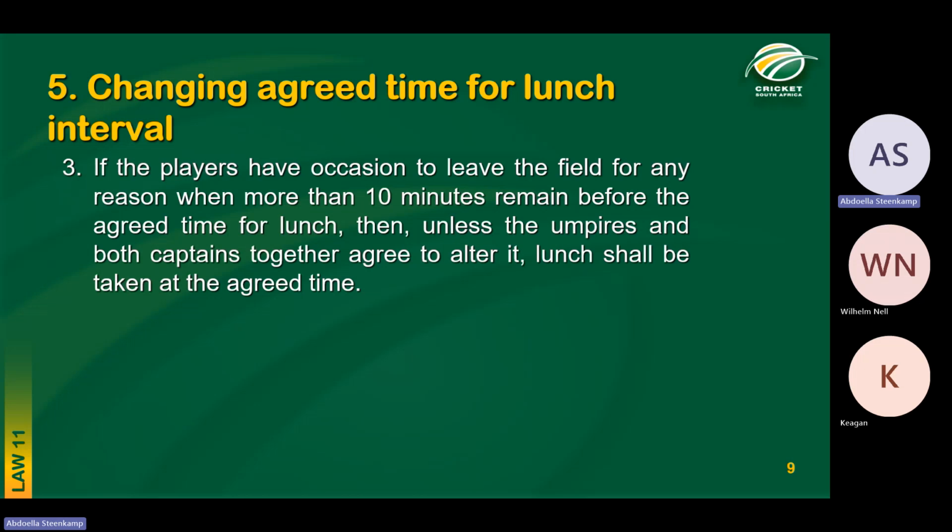If there's no agreement, lunch is then to be taken at the agreed time, which is 12:10. So from 11:50 till 12:10 will be a 20-minute rain interruption. If both captains agree to take lunch at 11:50, your lunch will then be from 11:50 till 12:30, and the first ball then needs to be bowled at 12:30, weather permitting.